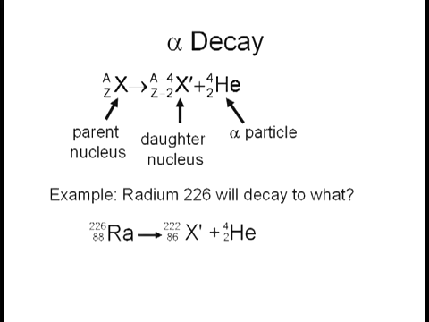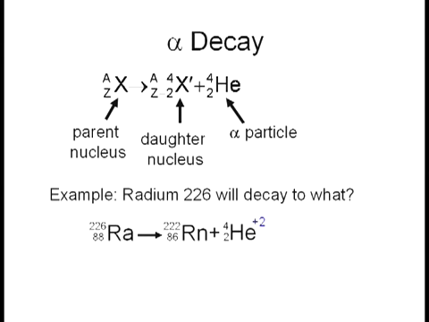Now we have a rule that's conservation of particles. The top numbers all have to add up to the same thing on both sides of the equation. The bottom numbers have to add up to the same thing on both sides of the equation. All right, then I can look up atom number 86 is Rn.